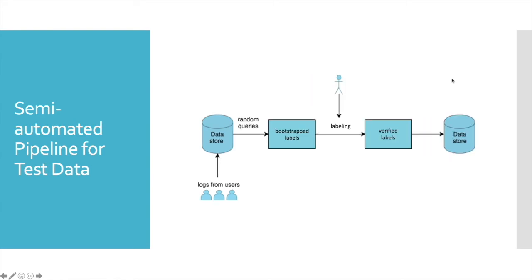In addition to adding data to your train set, you also want to regularly add data to your test set. So this is similar to the previous pipeline, except that instead of using active learning for selection, we want to randomly select queries here because we want to get an accurate distribution of queries and how they appear from user logs in the wild. But again, you would use bootstrapping to bootstrap initial labels, verify those labels to make sure that they are clean, and then add them to your data store, this time as test data.